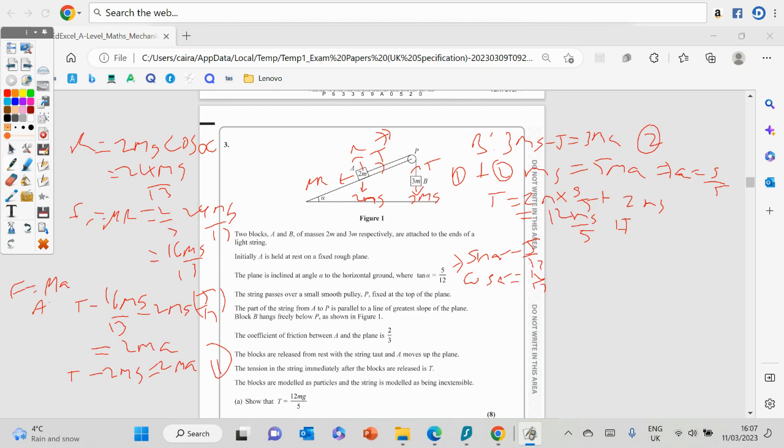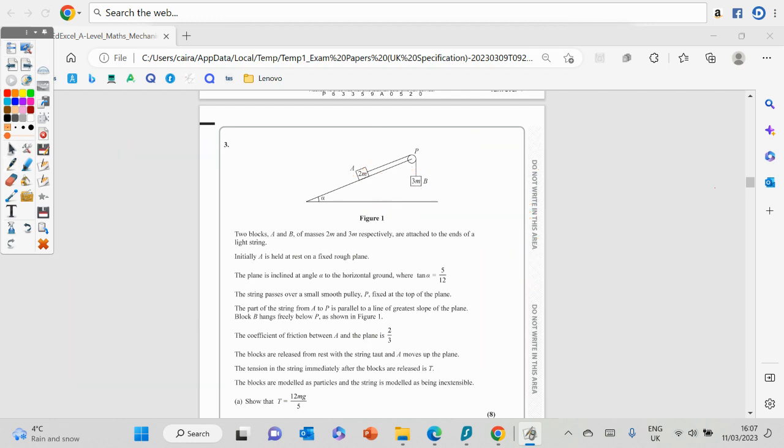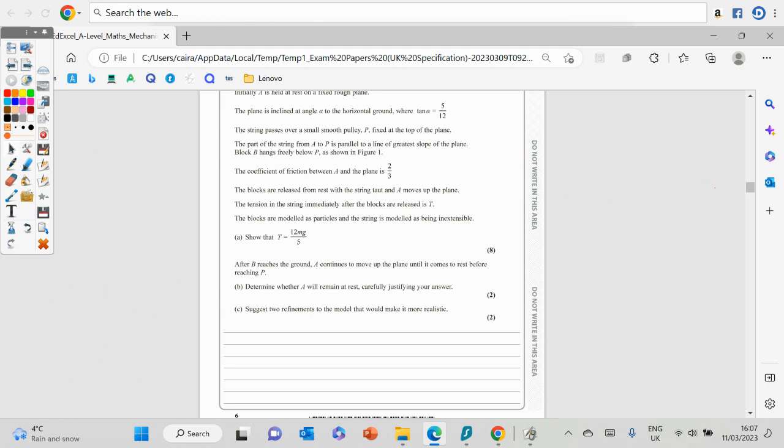Okay, I need to move down the page, don't I? So I'll move on to the next page. I hope you've got a screenshot of it. Okay, got some more interesting bits now here. After B reaches the ground, A continues to move up the plane until it comes to rest before reaching the point P. And P was the pulley. Okay. Determine whether A will remain at rest, carefully justifying your answer.